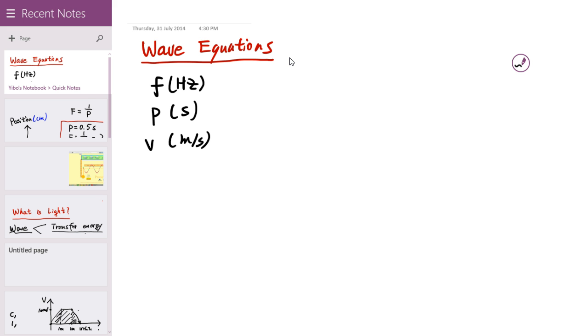The first equation I'm going to introduce will be the relationship between frequency and period. Frequency is basically 1 on the period. If you do some algebra, you find out that the period is 1 on frequency.